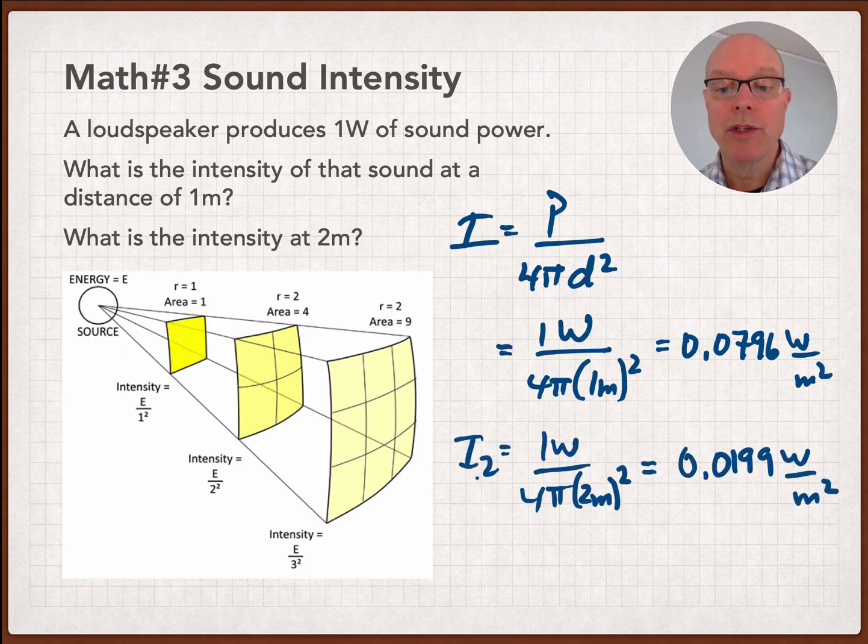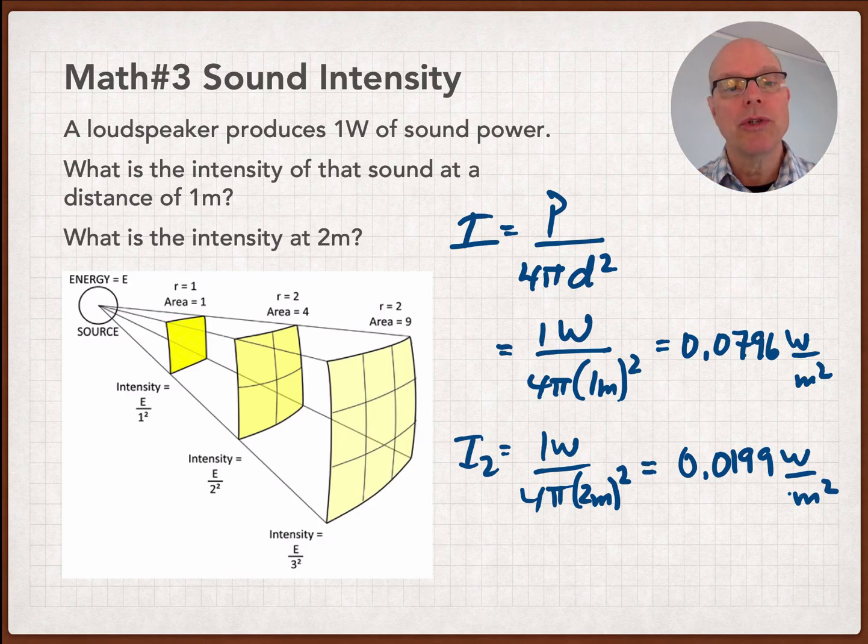Okay, so here's my example. I plugged in 2 meters, squared it, and what I got was 0.0199 watts per square meter. So my intensity is always going to be measured in watts per square meter. I want you to notice something, and it backs up the graphic perfectly.